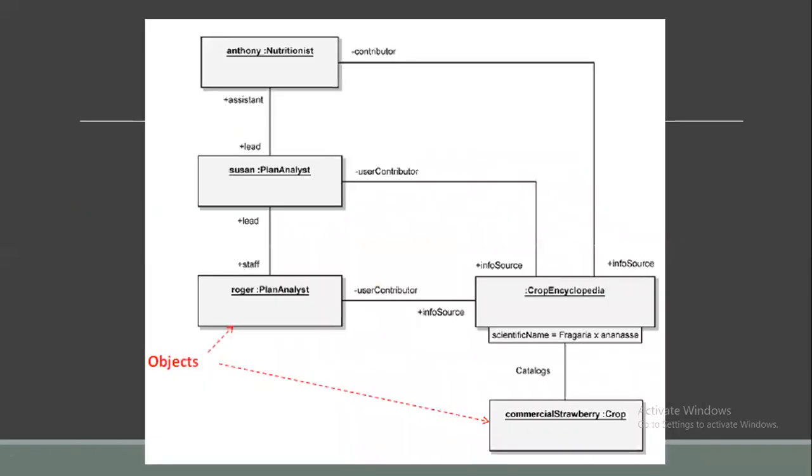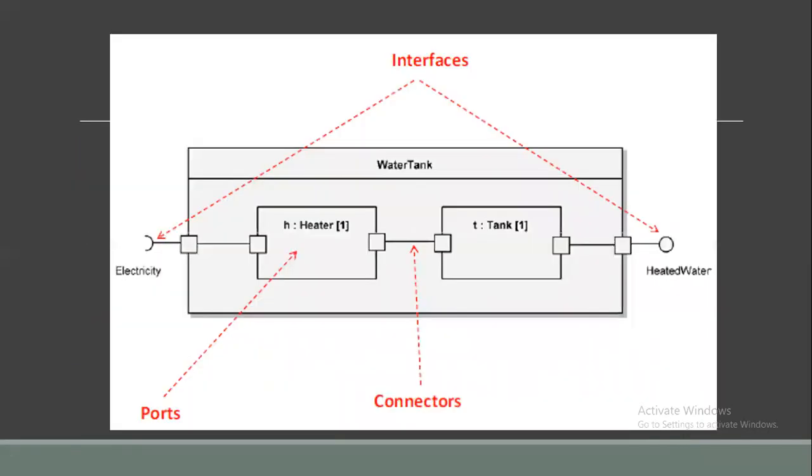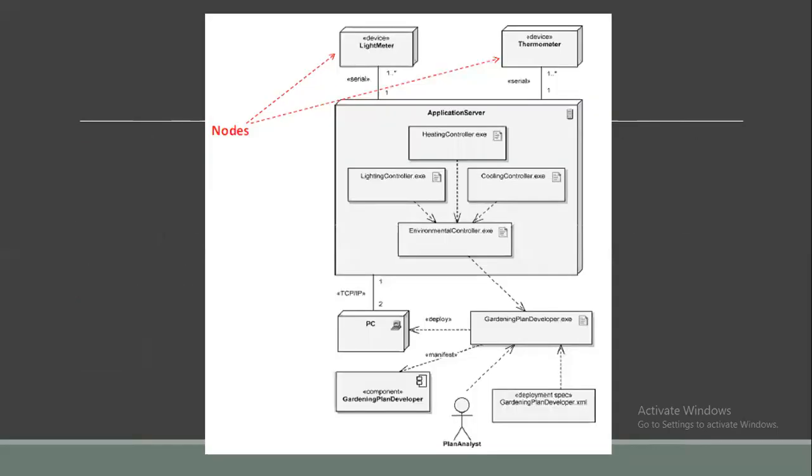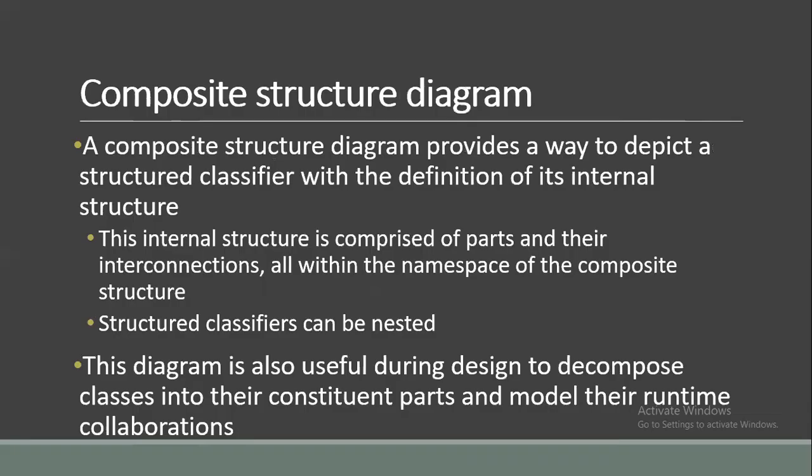And we have the object diagrams. The composite structure diagram is also something like this. And the deployment diagram. Deployment diagrams are usually used when the system implementation and deployment is considered: where the particular system is hosted and what the layers of the deployment are, etc. These will be graphically represented.